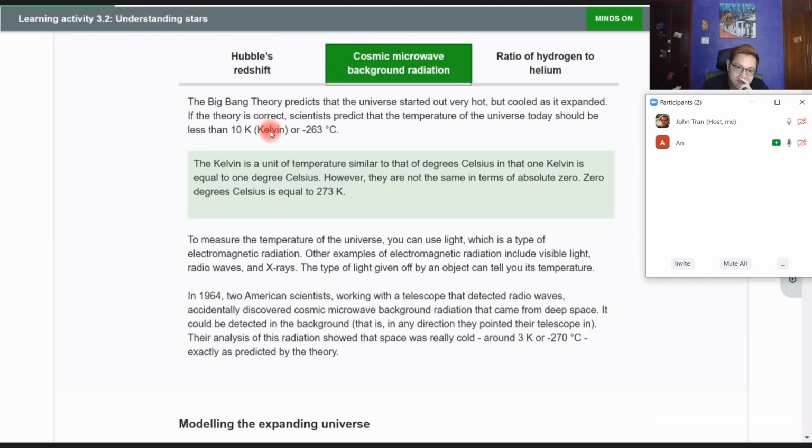The analysis of this radiation showed that space was really cold, around 3 K or minus 270 degrees Celsius. Exactly, it's really cold out there, except when you are near the sun or any bright stars. But otherwise, it's just really cold out there.